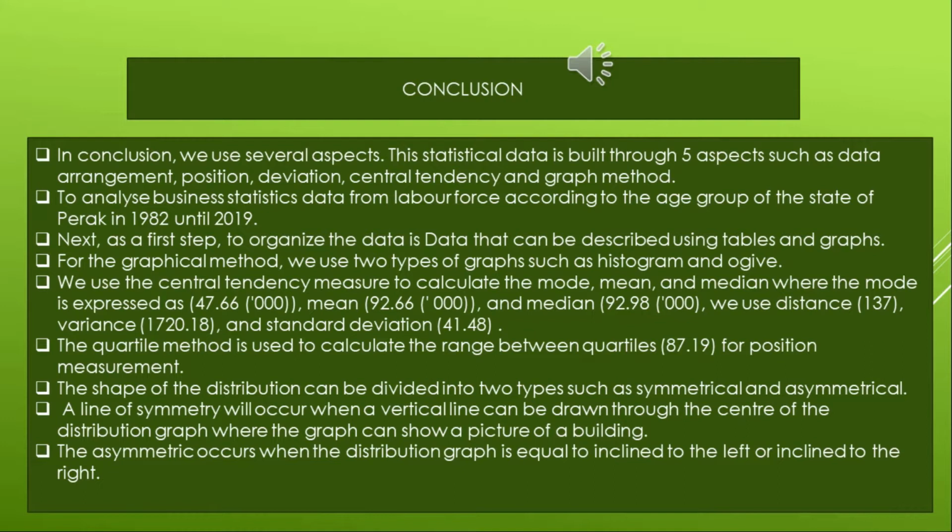87.90 for position measures. The shape of the distribution can be divided into two types such as symmetrical and asymmetrical. A symmetrical shape will occur when a vertical line can be drawn through the center of the graph, with the graph showing a picture of a bell. The asymmetrical occurs when the graph is created to incline to the left or incline to the right.